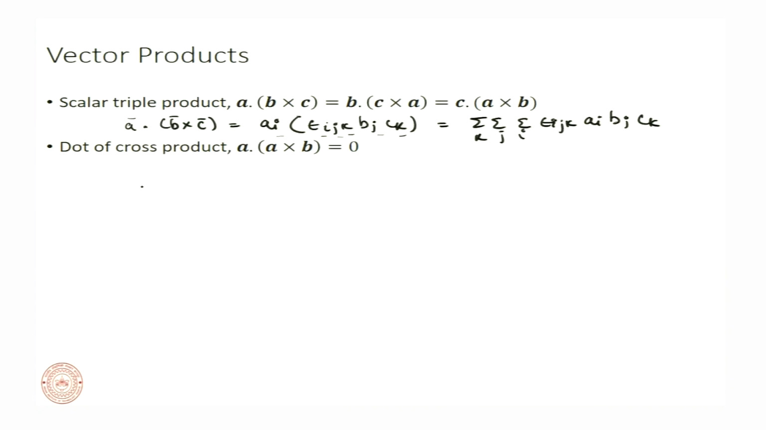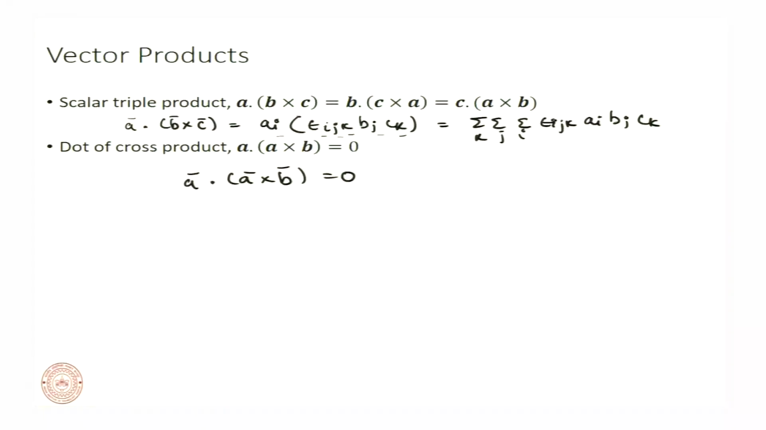Dot product of a cross product. So a vector dot a cross b. We know that this is equal to 0. So a cross b gives a vector perpendicular to both a and b, and dot product of the vector with the same vector but in perpendicular direction is equal to 0. So let's give it a try.